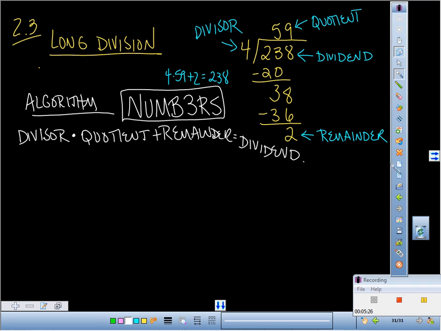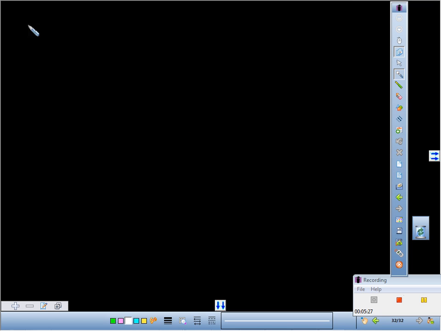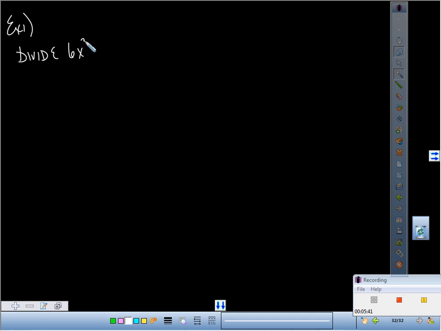All right, let's see if we can do long division with polynomials, okay? So here's the first one, example 1. We're going to divide 6x to the third minus 19x squared plus 16x minus 4 by x minus 2. And we're going to do it with long division, okay?